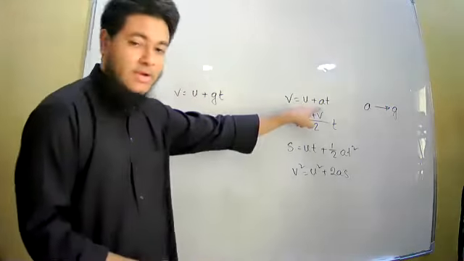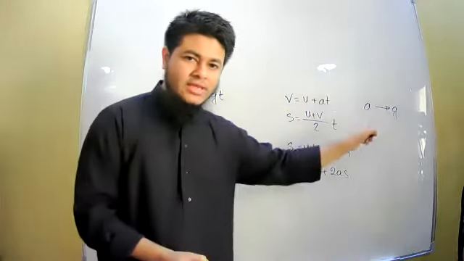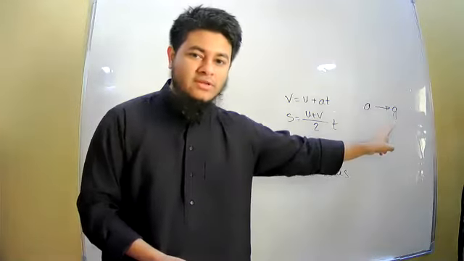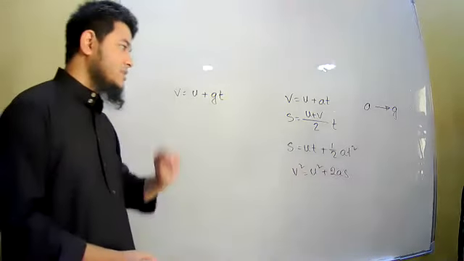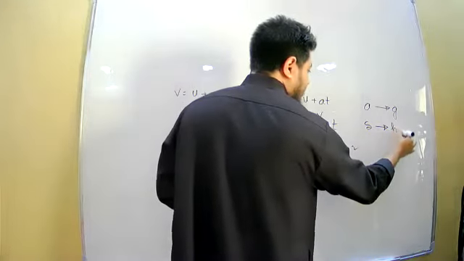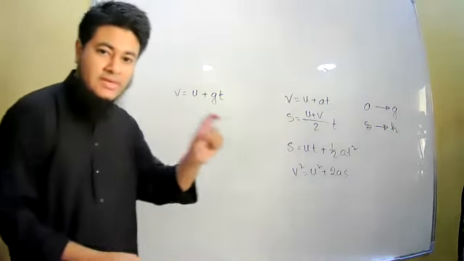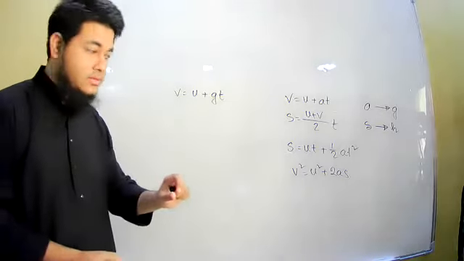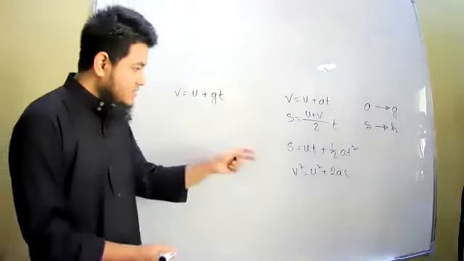A will be replaced by g. A is acceleration, right? Now for a falling body, the acceleration is acceleration due to gravity. So a will be replaced by g. Then this s will be replaced by h. h is the covered distance for a falling body. Okay, I guess rest are okay.